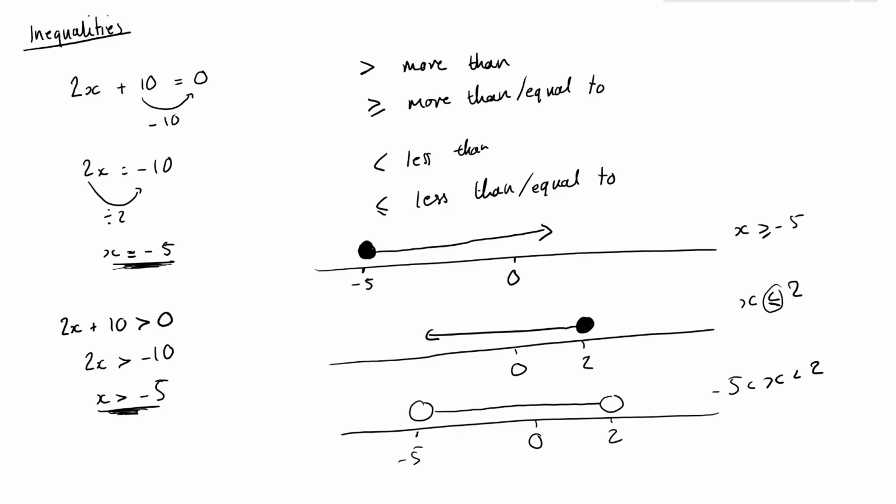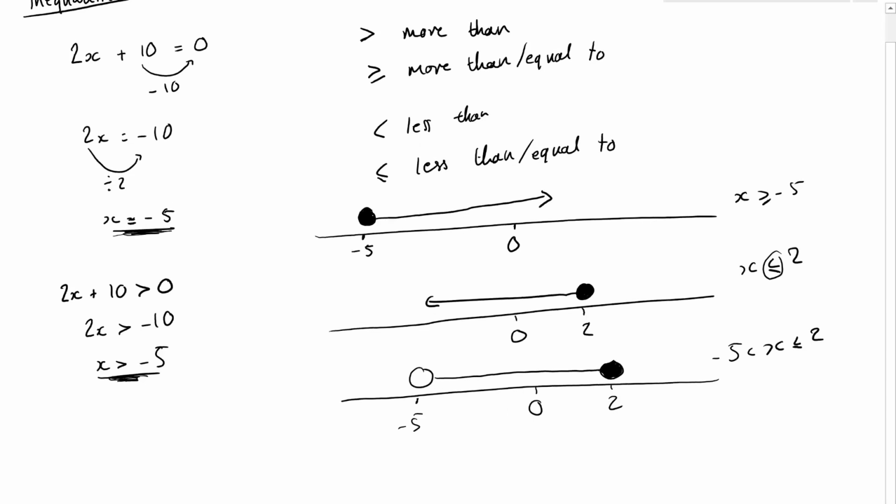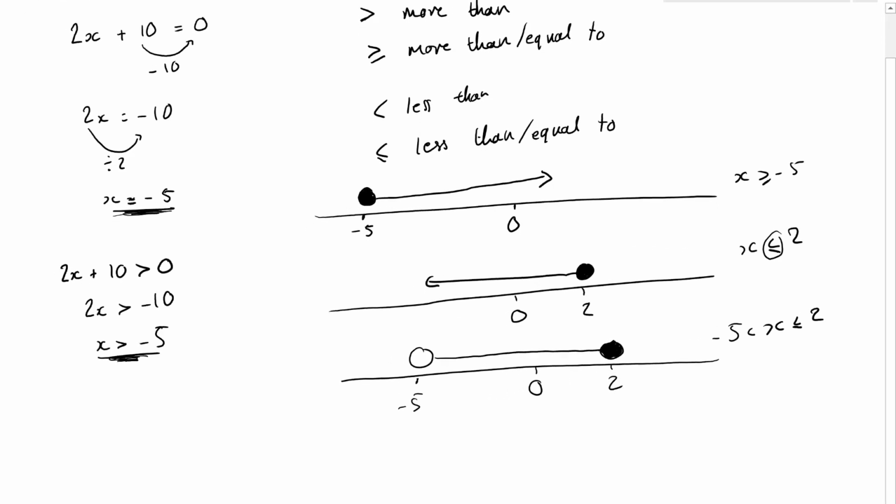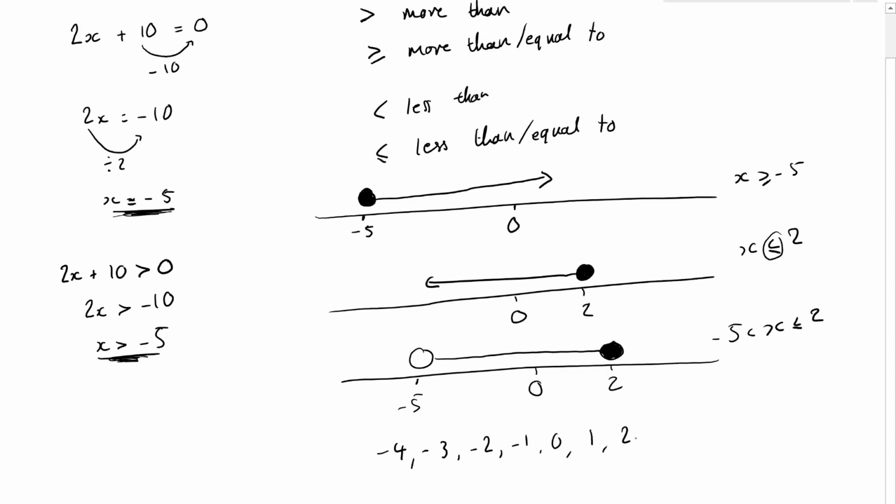And let's say that I had a 1 here. I would have to color in this one, but leave the other one open. So if I were to write down all of the values that are contained in this set, it would be -4, because remember I can't include the -5 here, -3, -2, -1, 0, 1, and 2 can be included because it can be equal to 2.